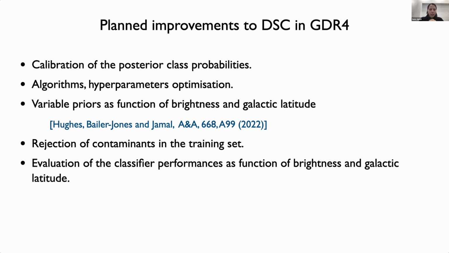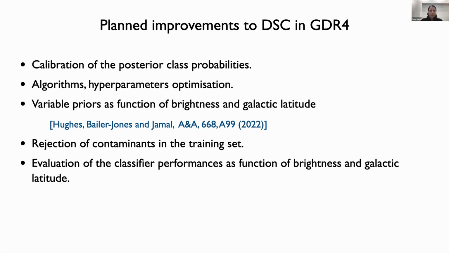A few points are mentioned here about the algorithms, the hyperparameter optimization. This is also a point that we are exploring right now. Another point is the prior as a function of brightness and galactic latitude. We have a published paper on the method, on arXiv, from PhD students in collaboration with Corinne and me. And the prior would be adapted.